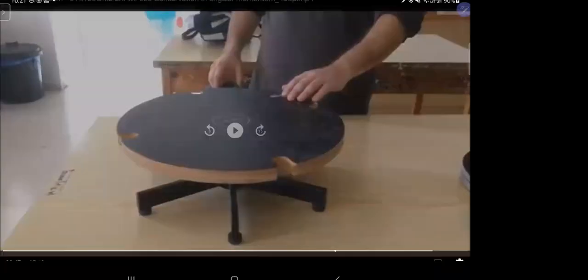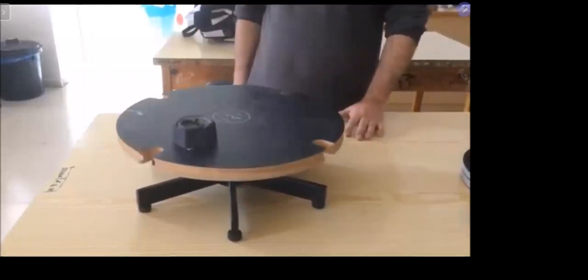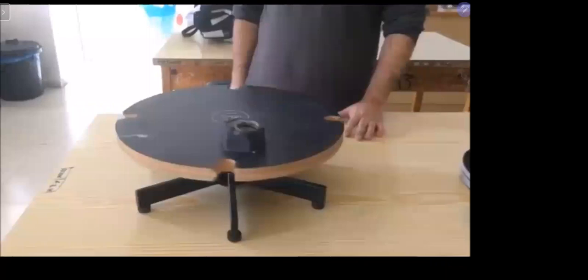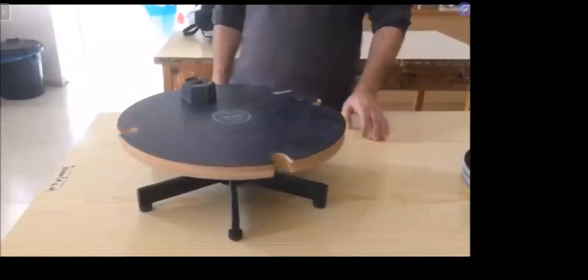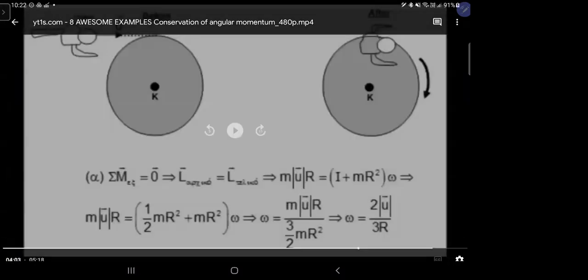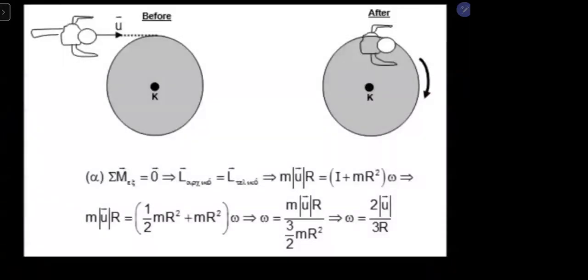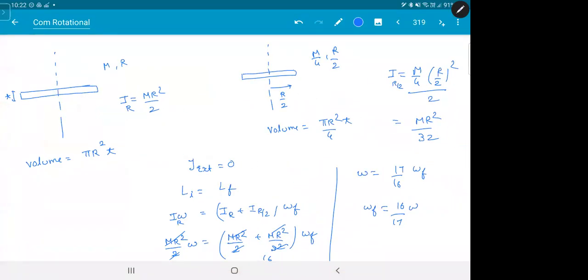Look at this thing. He took a mass, he threw it onto this thing. He must have done this in the park, right? The merry-go-round is there, you run fast and jump on it. It rotates. Kind of like that only. So the man comes and jumps onto the plank. The angular momentum is conserved about the center. So it rotates. That's our next question.